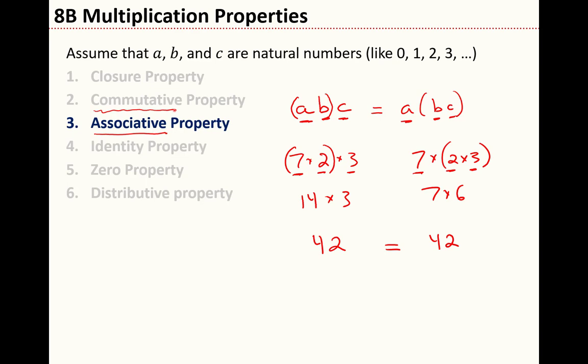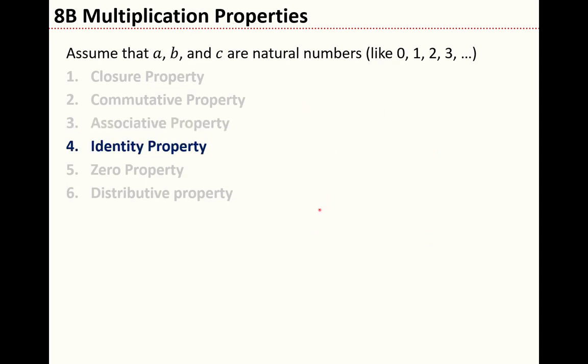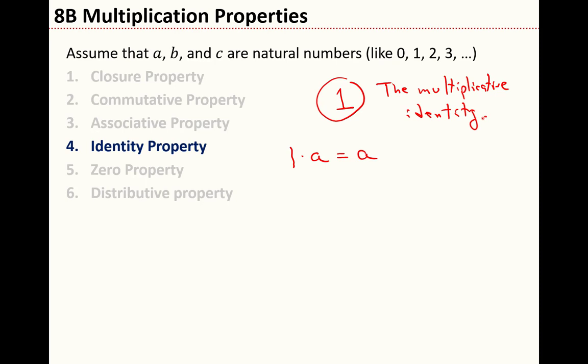Okay, moving on to number 4. The identity property. The identity property says there is a very special number with multiplication. It is the number 1, and 1 has the property that 1 times A equals A for any number A that I choose. One is called the multiplicative identity. We saw an identity with addition also. Do you remember? There is an additive identity. And just to recall, 0 is the additive identity.